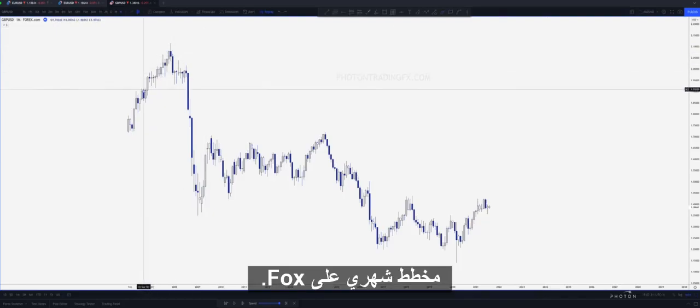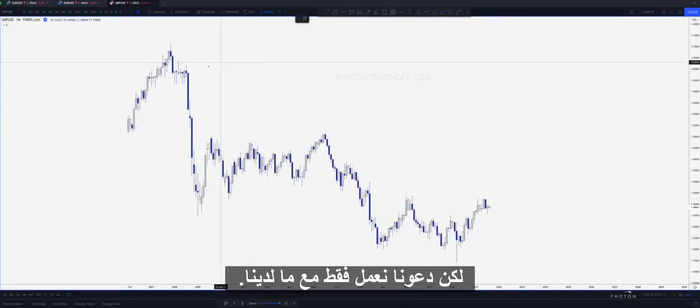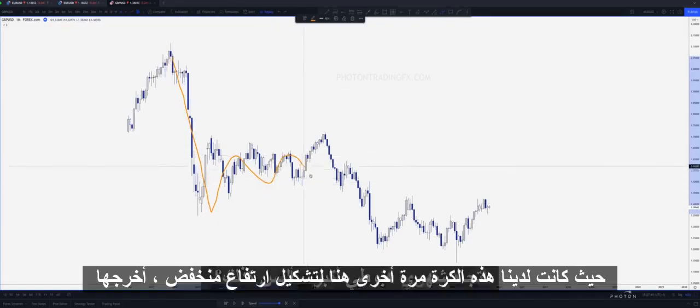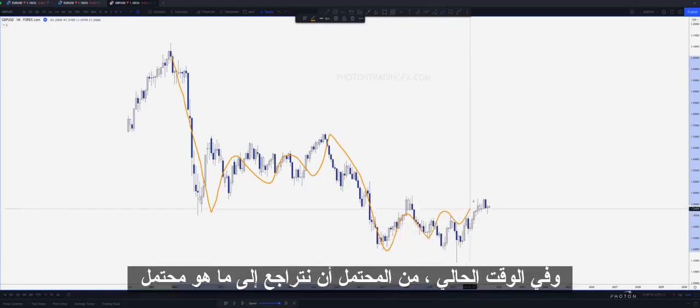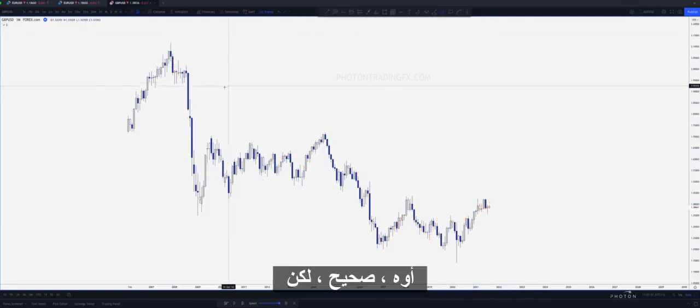So, monthly chart on Forex.com. The data doesn't go back that far, it only goes back to 2006, but let's just work with what we have. Based on this, we're clearly in a longer term, larger bearish monthly trend, where we had this pullback here to form a lower high, taking out those lows to form a lower low, and at the moment we are potentially pulling back to go on and form another lower low.